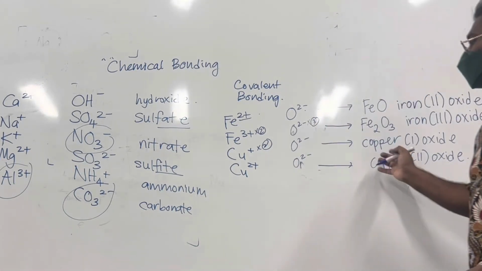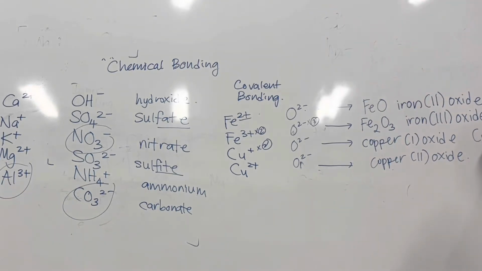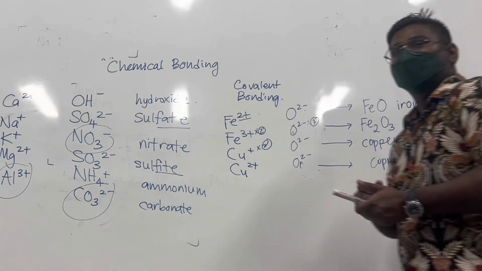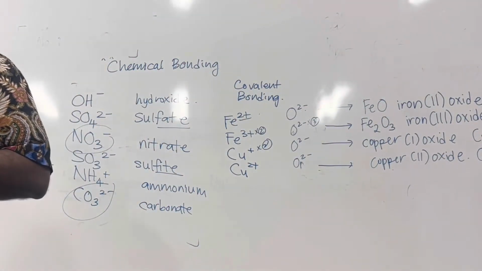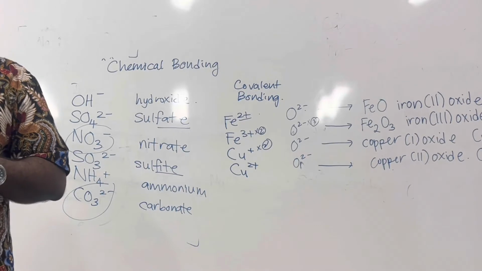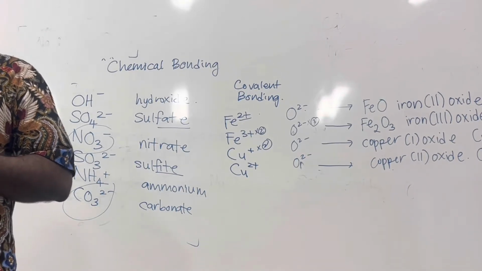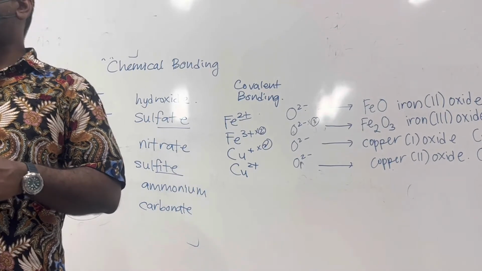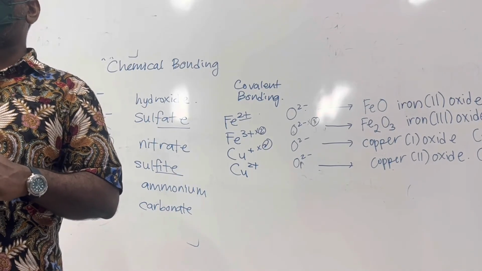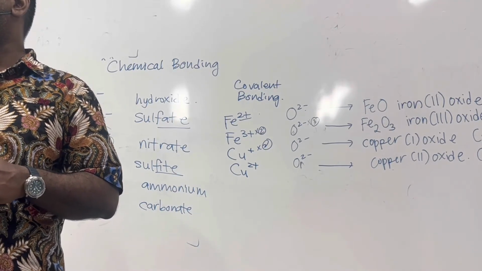Copper(I) oxide is Cu2O. CuO. Okay, like what we did, just the naming. Now there are certain transition elements that cannot form, within the transition elements, multiple or many oxidation numbers.